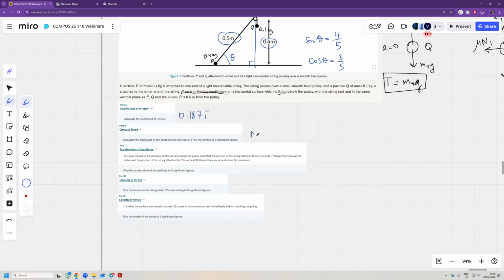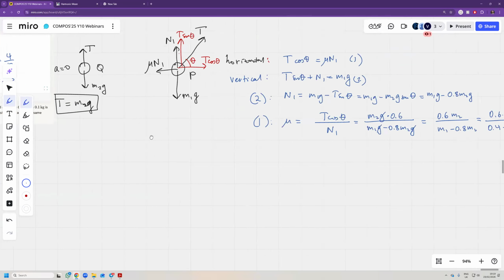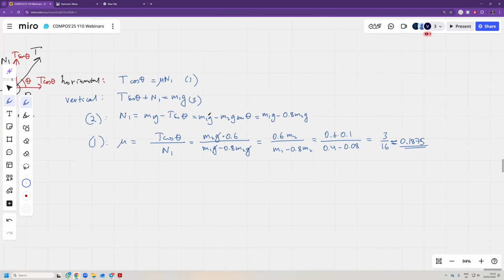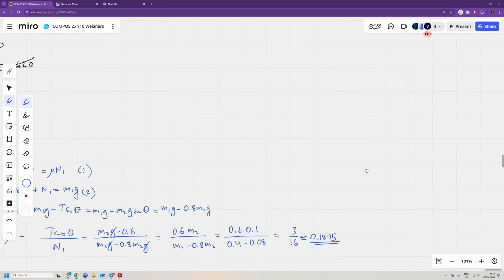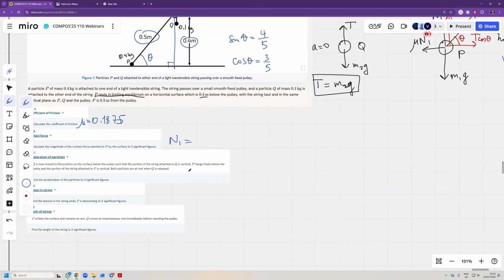0.1875, and that's mu. Coefficient of friction is mu. N1, that's the normal force. And N1, we know that's M1G minus 0.8 M2G. Ooh, I think we've already done that. So that's 0.4. So that's 0.32 times G times 10. So that's 3.2 newtons.